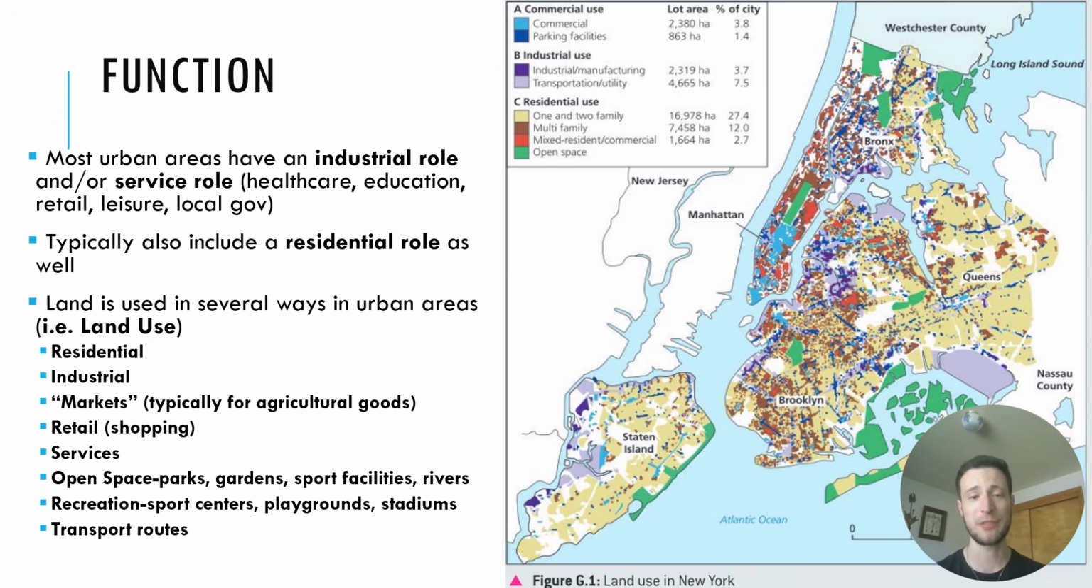But there's several other things that a city might be zoned to be doing. So there could be specific services, there could be government services, there could be institutions, you could have recreation centers, you might have open green spaces, parks, gardens, sports facilities, rivers, like areas for being on the river, for example, or a lake, body of water, and then markets, which is usually for bringing agricultural goods.